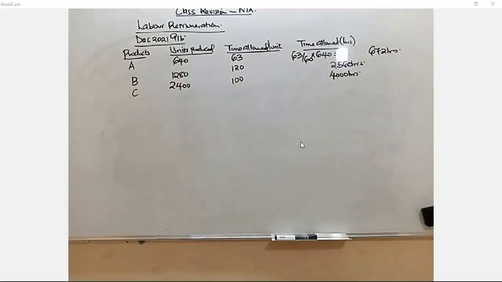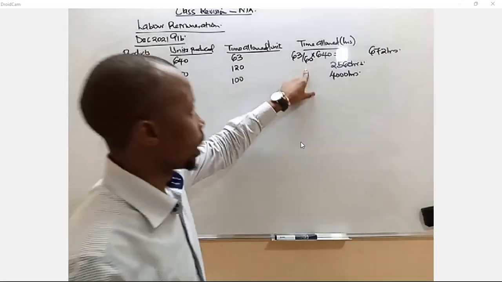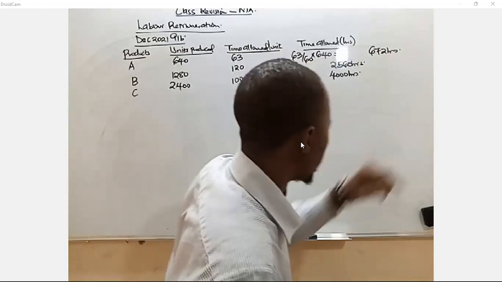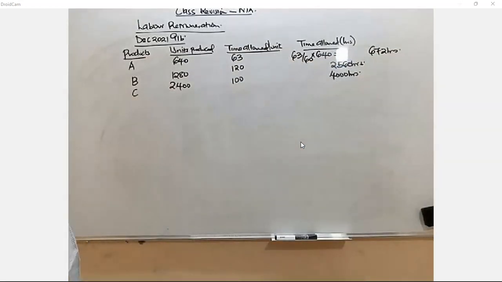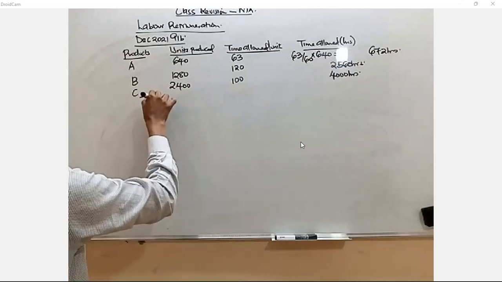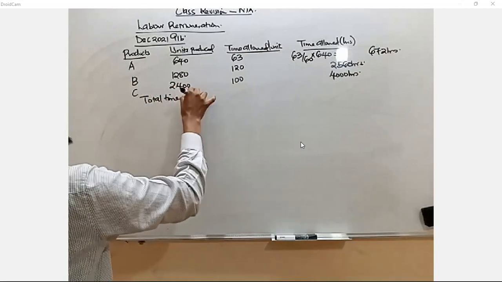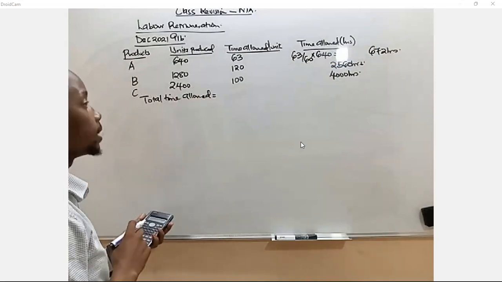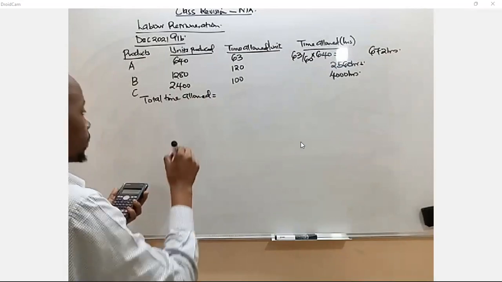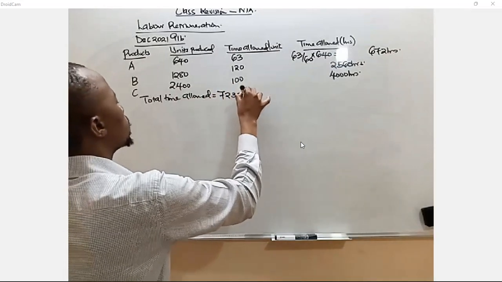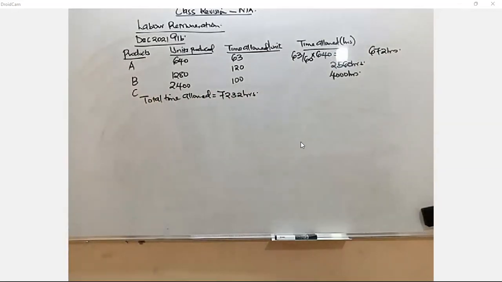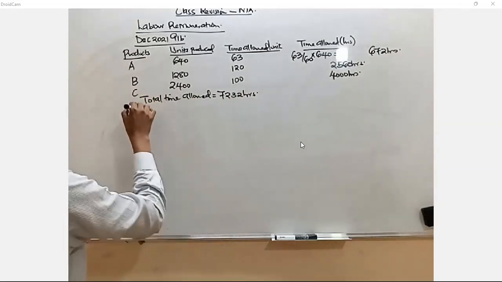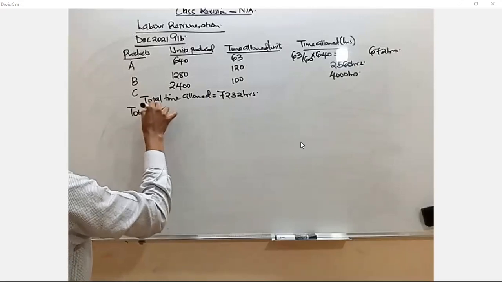Now, once you do that, it is very important because when you looked at our formats, we were having the time allowed, time taken, time saved, and overtime. So in this case, allow me to calculate the total time allowed. The total time allowed will be 4,000 plus 2560 plus 672. Shall be 7232 hours, right?